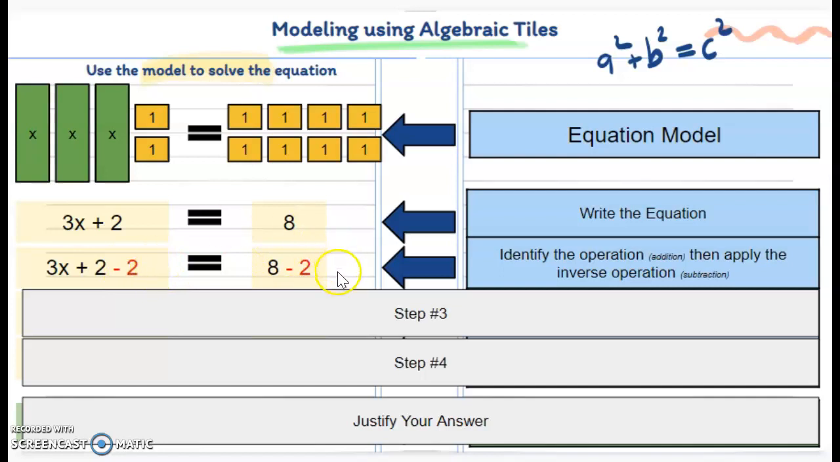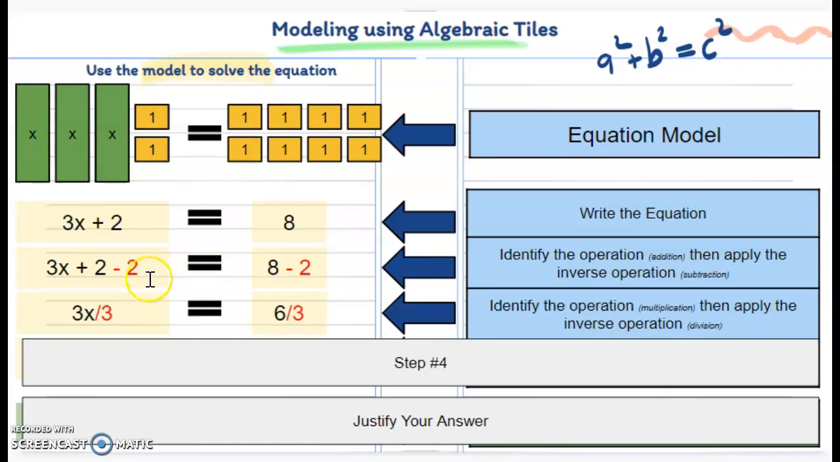What I do to one side, I have to do to the other. And go ahead and solve those. So I have 3x plus 2 minus 2 plus 2 and minus 2 equals 0. So I just bring down my 3x, bring down my equal sign. 8 minus 2 equals 6.